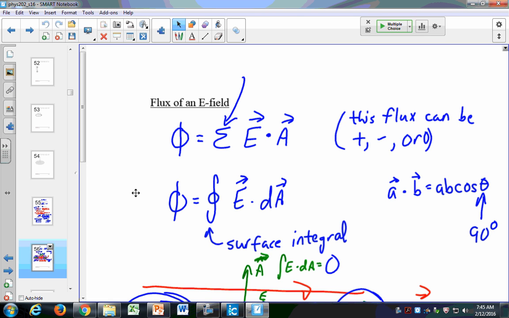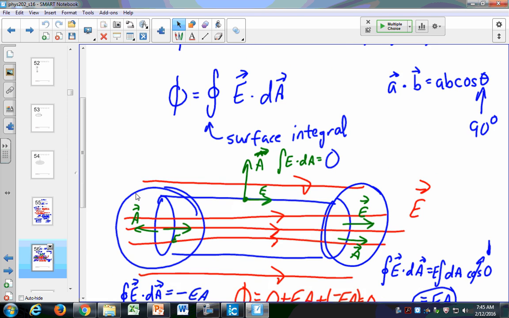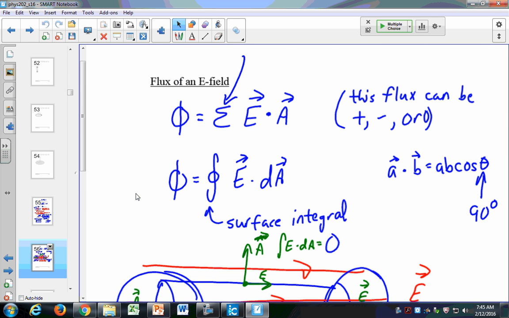Let's see, we left off last time looking at the flux of an electric field. We did this a lot in chapter 0, so a lot of this should be similar to what we've seen before with gravitational fields. We're just going to apply it now to electric charges and electric fields in a law called Gauss's law.